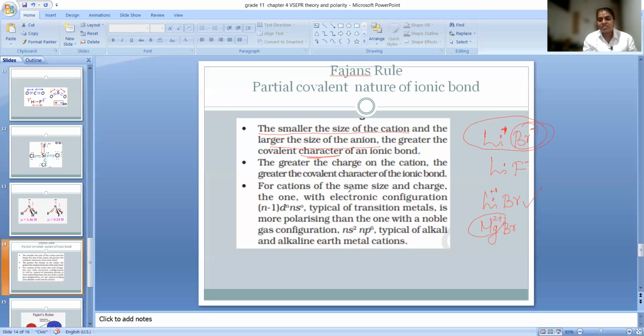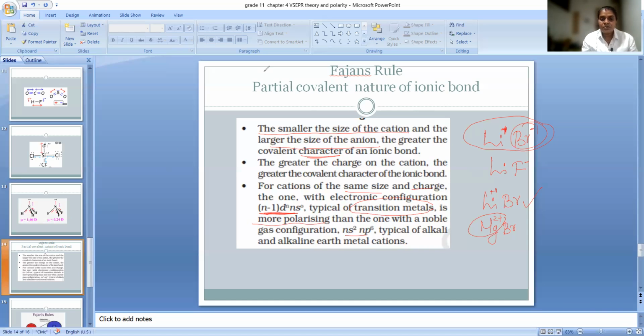Okay. So for cations of the same size and charge, the one with the electronic configuration of (n-1)d, the transition element configuration, is more polarizing. Those which have the transition element electronic configuration will be more polarizing than those with a noble gas configuration, ns2 np6, like alkali metals and alkaline earth metals. So for cations of the same size and charge, we see the electronic configuration. Those with the transition metal configuration will be more polarizing than those with the configuration of alkali and alkaline earth metals.